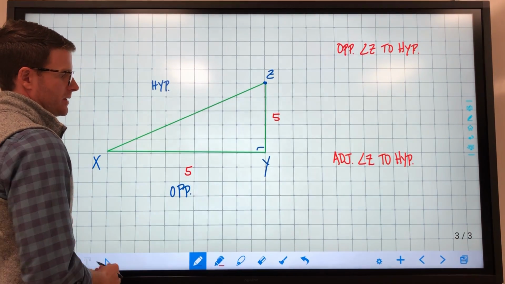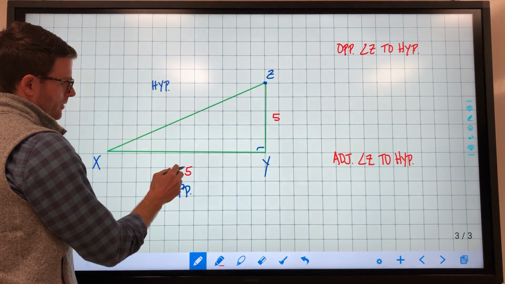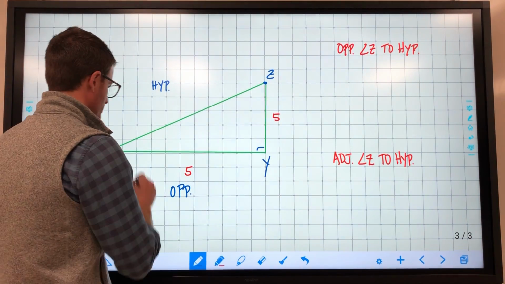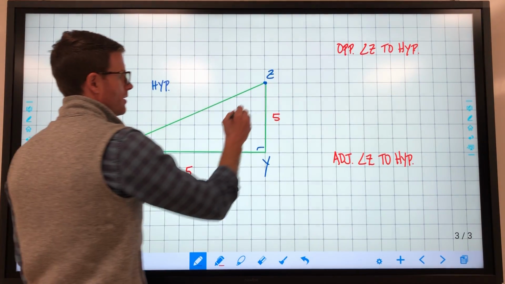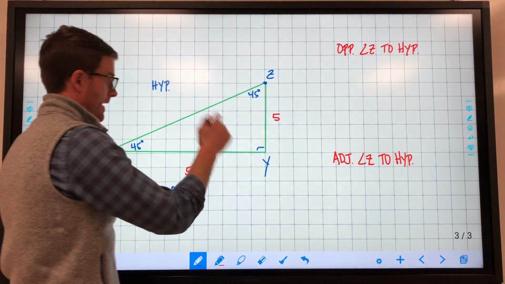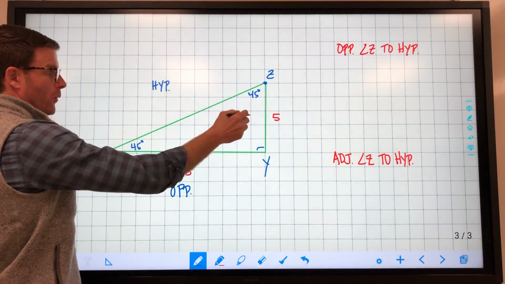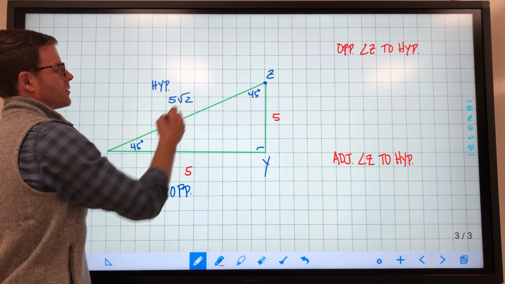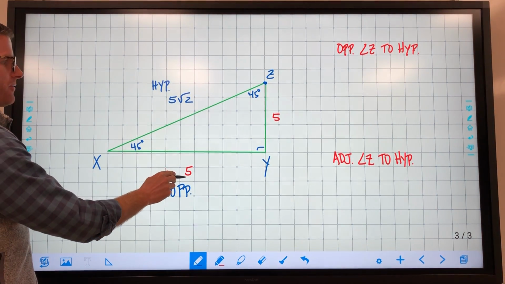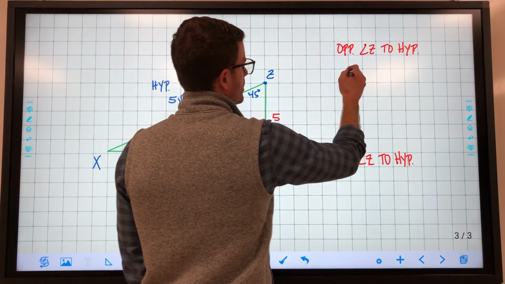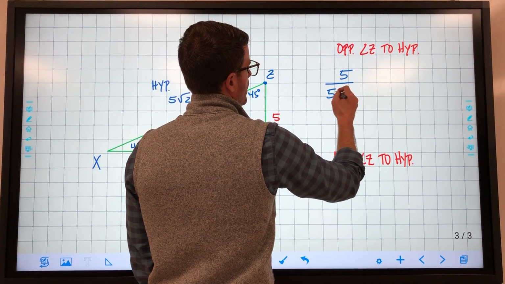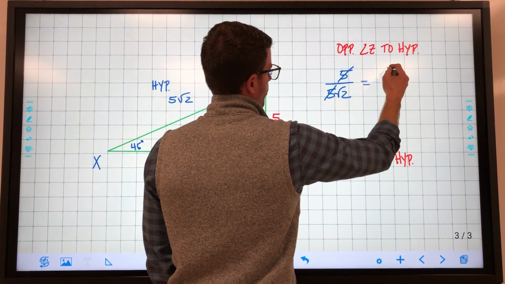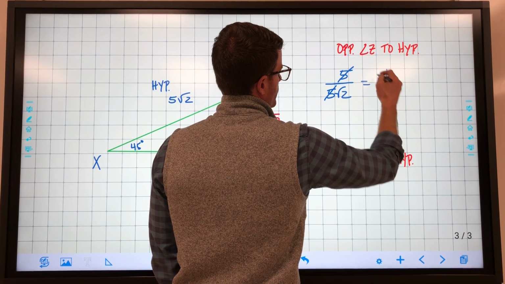Well, I'll have to find that out. And I could do the Pythagorean theorem, but hopefully we recognize that I have a right triangle and the two legs are the same length, meaning that this must be a 45, 45, 90 right triangle. And instead of 1, 1, root 2, it's 5, 5, 5 root 2. So the ratio here is going to be 5 to 5 root 2. And I can clean this up and say that this is 1 over root 2.